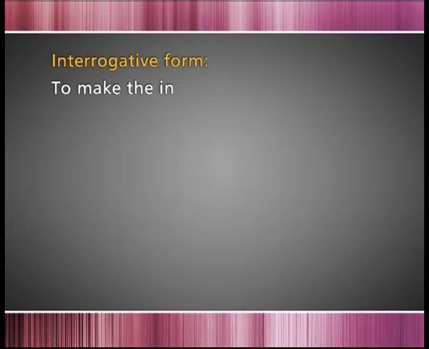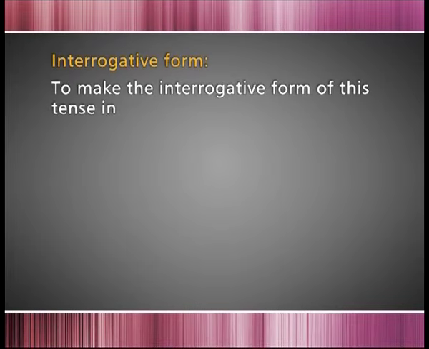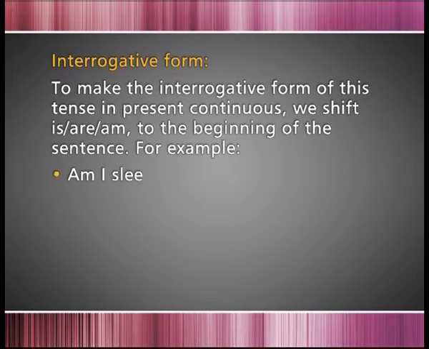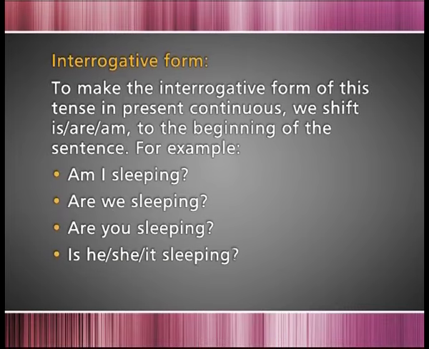Interrogative form. To make the interrogative form of this tense in present continuous, we shift is, are, am to the beginning of the sentence. For example, am I sleeping? Are we sleeping? Are you sleeping? Is he, she or it sleeping? Are they sleeping?